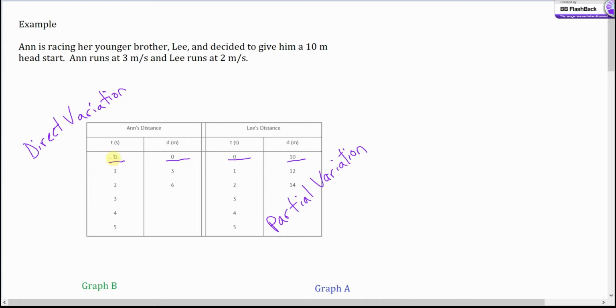So why direct? Because it goes through the point 0, 0. The distance always increases at a constant rate compared to the time. When you go one more second, it goes up by 3. You go up one more second, it goes up by 3. There's always this constant rate, and they start together at 0, 0.